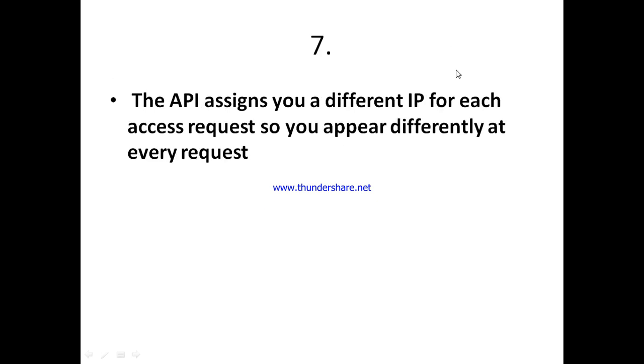Also, the API assigns you, that is Scrape.do assigns you, a different IP for each access request that you make, so you appear differently at every request, which allows you to conveniently avoid blocking of access to the websites that you want to scrape from.